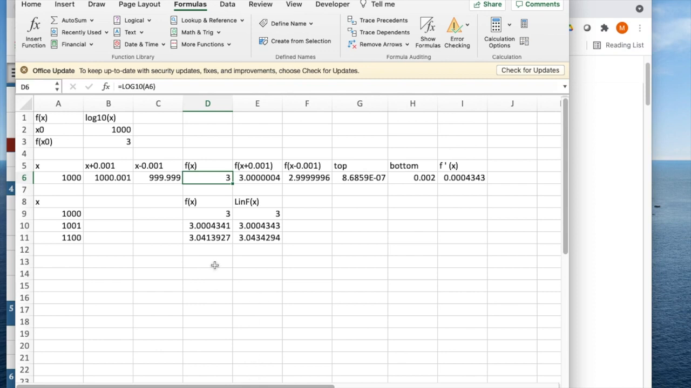So the first function we want to look at is log base 10, and look at it in the area around 1,000. I've set it up to do the derivative. So if I look at my formulas, I have x plus 0.01, x minus 0.01, log base 10 is the formula. It's on A6 at x, it's on B6 at x plus 0.01, C6 at x minus 0.01. I have a top and a bottom.